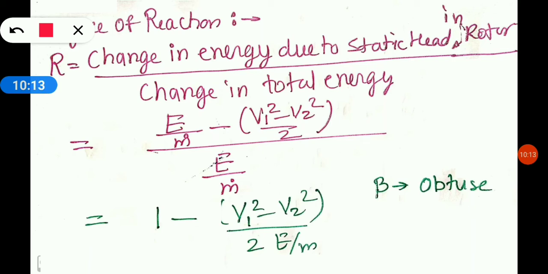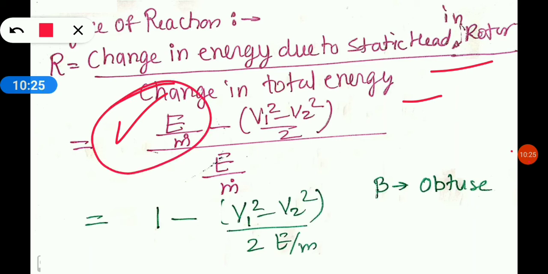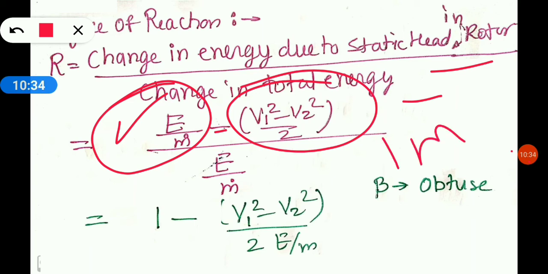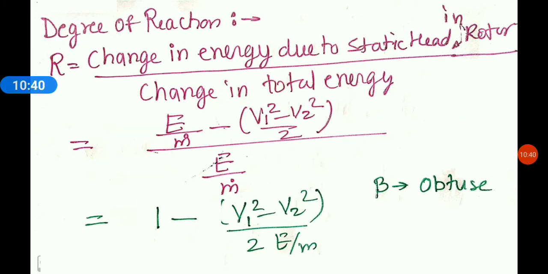So as you can see here, change in the energy due to static head in the rotor divided by change in total energy. So the same thing is written like this. It is the total energy change that has taken place. In that total energy change, we are deducting the impulse effect. So if you deduct the impulse effect, what you will get? You will get automatically the reaction effect. So that is what is done.